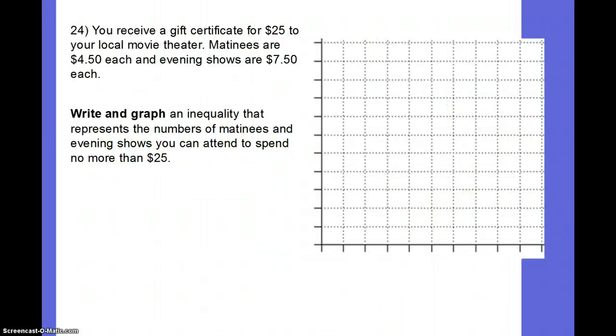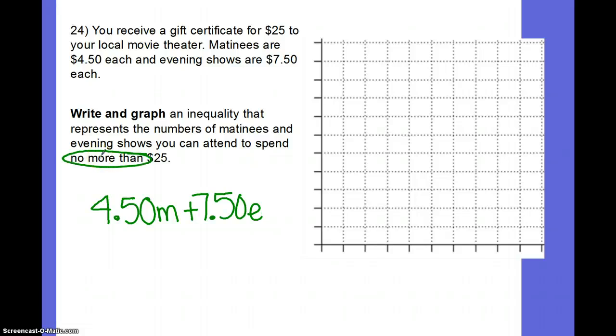Remember that last problem is exactly the same as on the test. You receive a gift certificate for $25 for your local movie theater. Matinees are $4.50 each. Evening shows are $7.50 each. And you have $25. You don't want to spend any more than $25. So you want less or equal to 25.